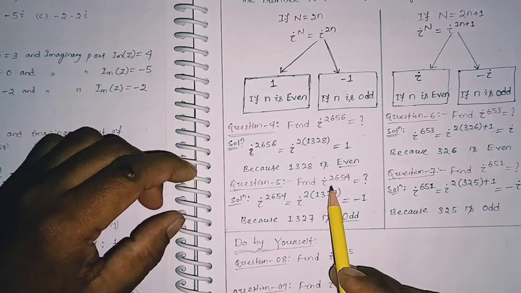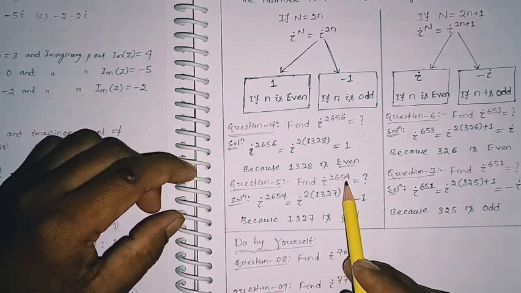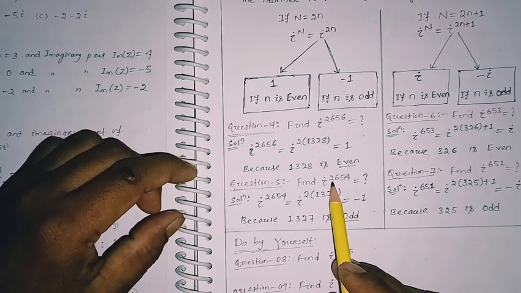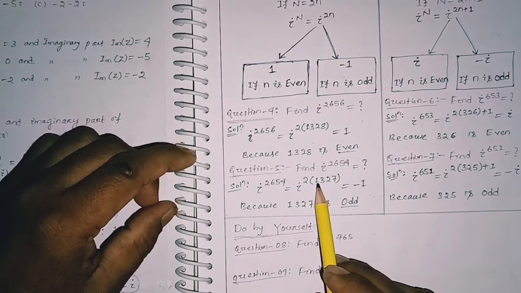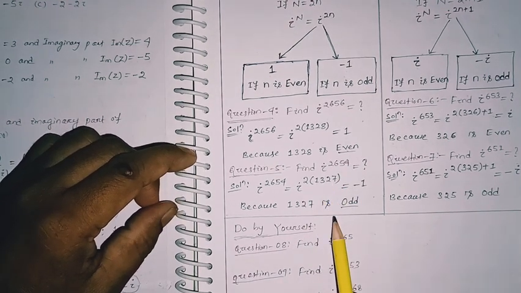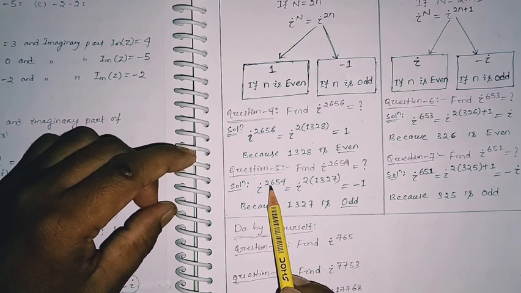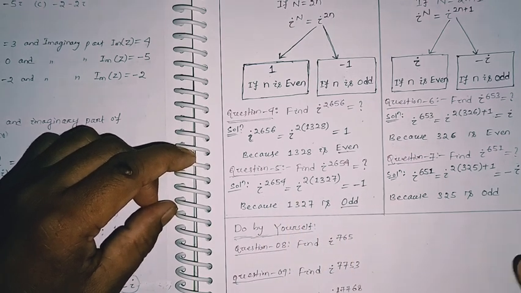Question number 5, we have to find the value of i to the 2654. So 2654 can be written as 2 into 1327. Here 1327 is odd, so i to the power 2654 will be minus 1.